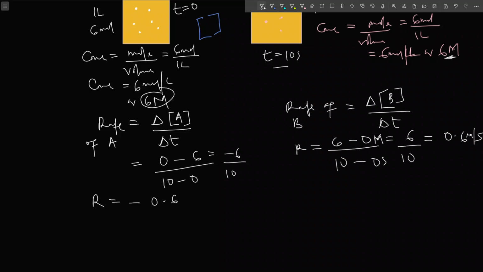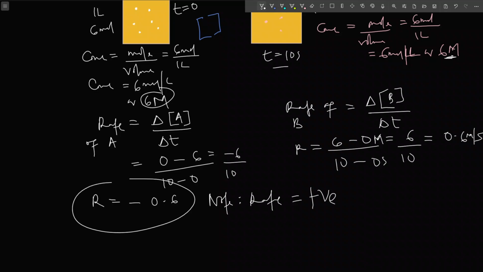So the rate of disappearance of A is equal to minus 0.6. Now note something. Note that the rate of a reaction is a positive quantity. That means that we cannot have the rate here as negative. So what do we do now? We put a negative sign here to indicate that the concentration of A is actually decreasing and not increasing. So if a negative sign comes in now, what's going to happen to this sign here? This sign will become positive. So our rate of disappearance of A is equal to 0.6 molar per second.